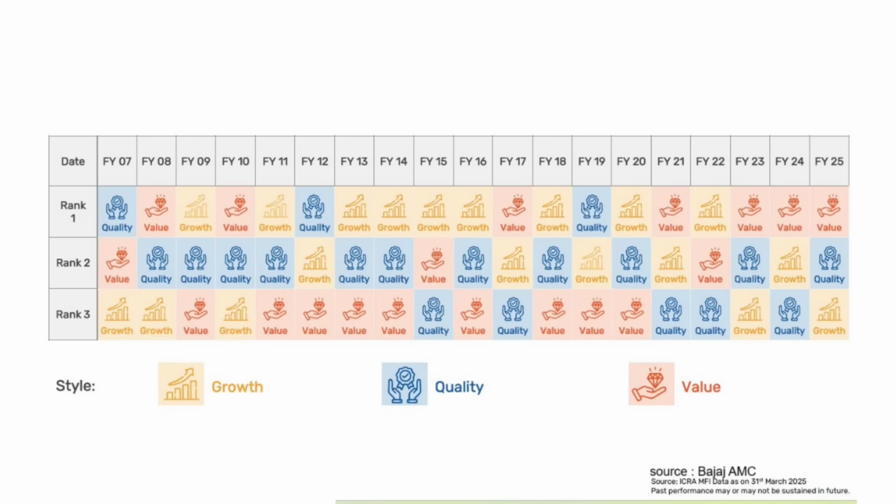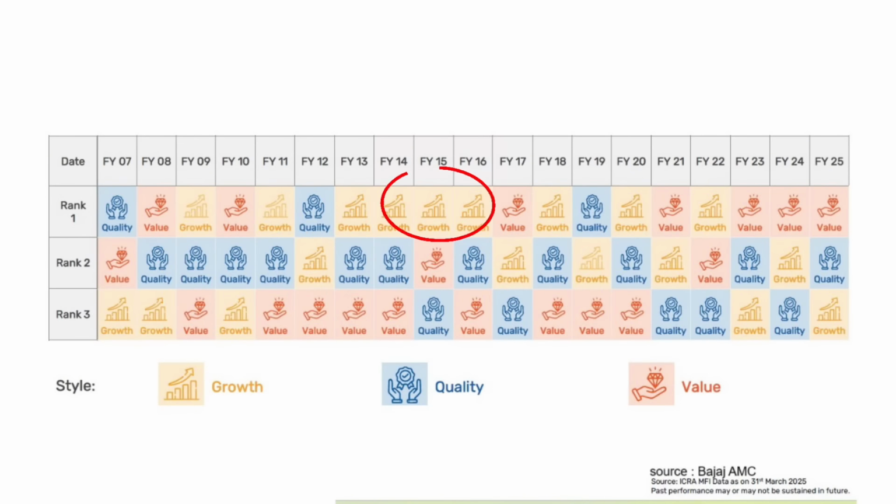These 3 styles are growth, value and quality. Yes, there are more factors like momentum, alpha, but I'll keep it simple. Now see this data. One year growth style dominates, next year value, and sometimes quality takes the lead. No single style stays on top for long, and this is exactly where most investors lose money.